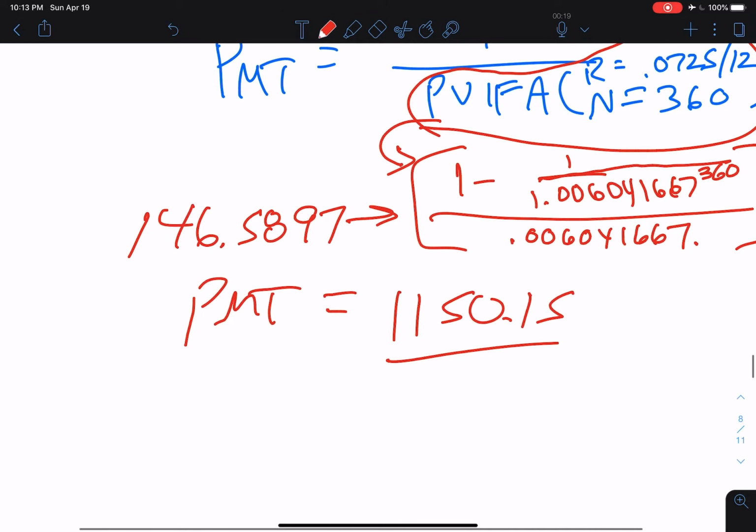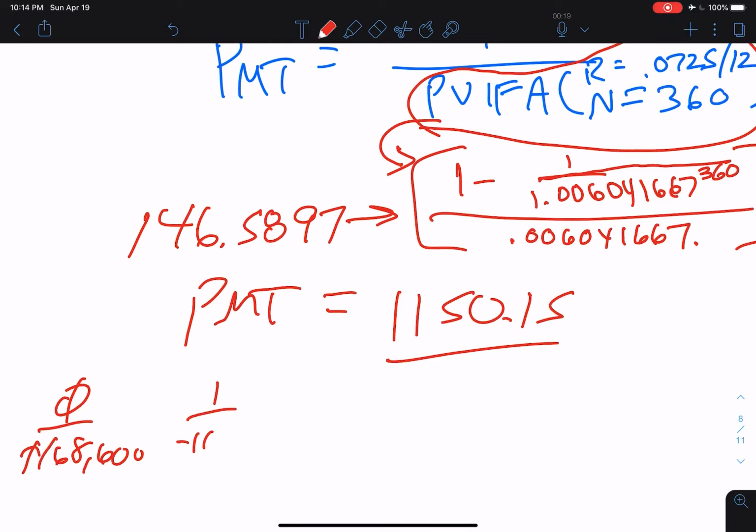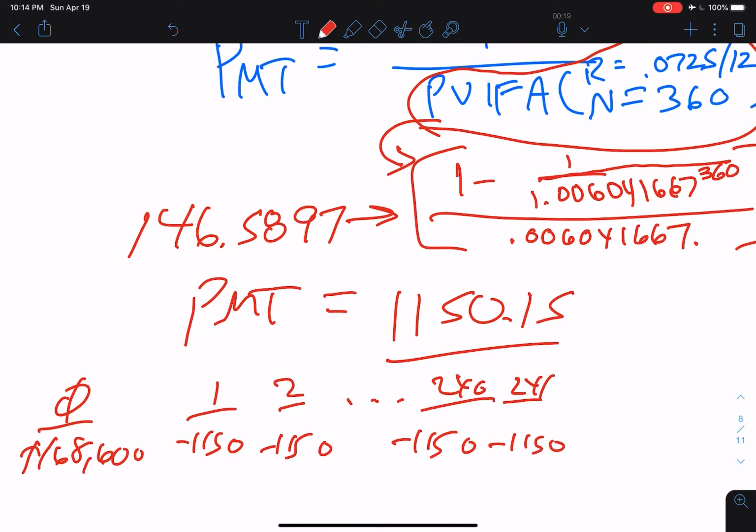Well, cash flow date lines are quite helpful. So there's date 0. We borrowed the 168.6. And then at date 1, we paid $1,150. I'll leave the pennies off. Date 2, we pay $1,150. All the way out to date 240, we pay $1,150. But the deal was for us to pay $1,150 at 241 all the way to 360. Right? That was the deal.